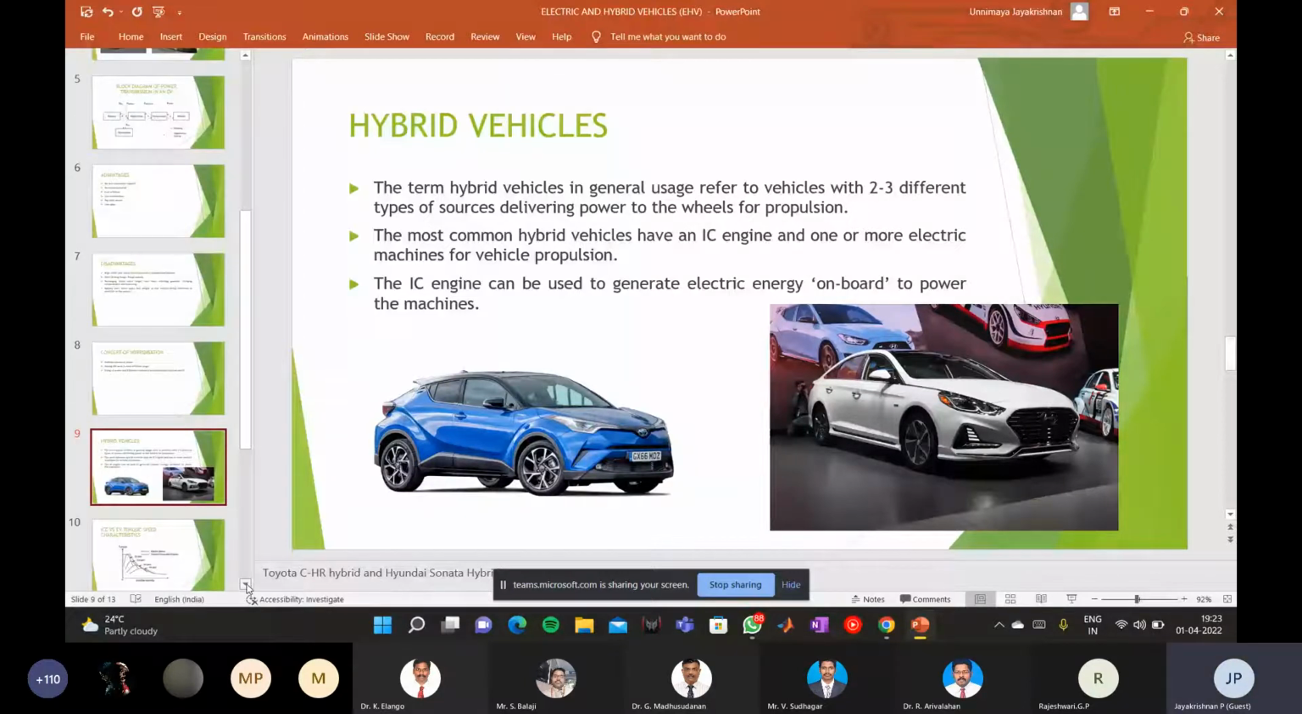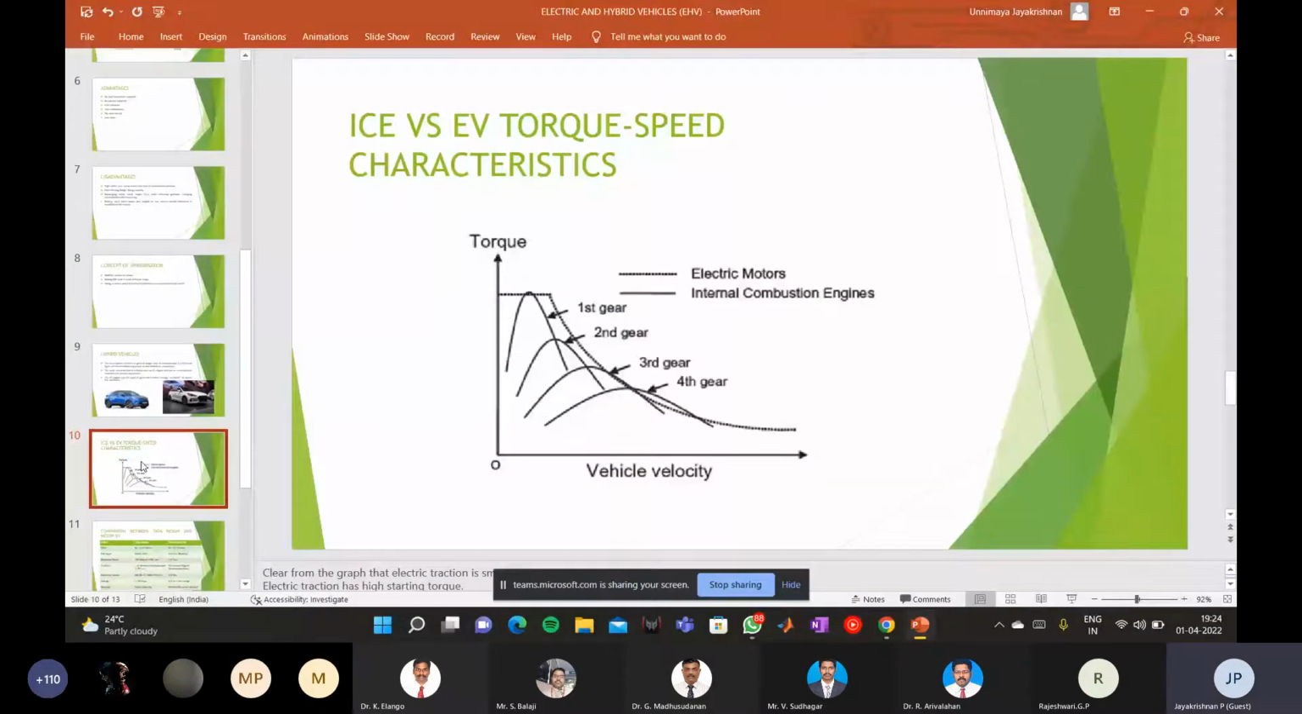The next is the torque speed curve of IC and EV. In the IC engine, the torque at the start is very lenient, but in the conventional engine, where there are gears, it shoots up first initially and goes down, as these sine wave curves show. But electric motors develop constant torque in the initial period, and then it goes down.